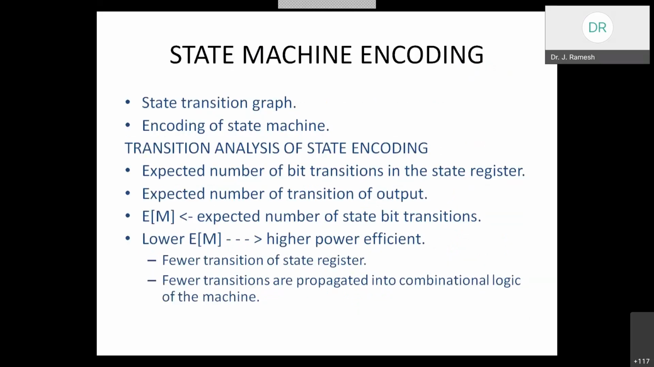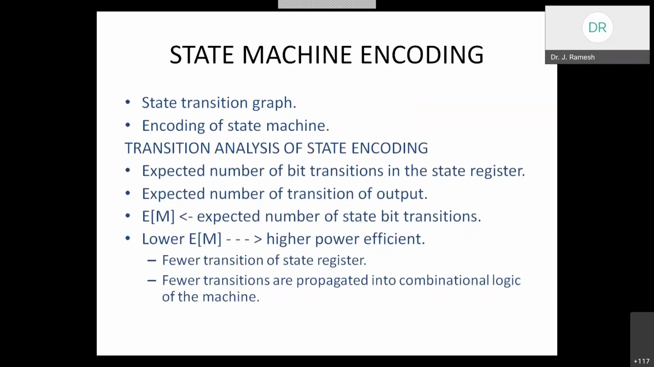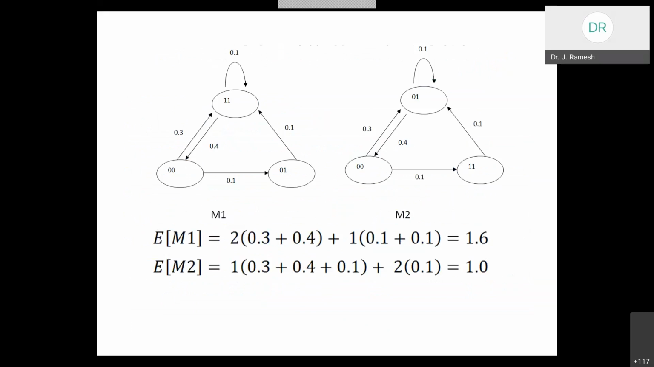So next we have the state machine encoding. Whenever we do the state machine design, every time we try to have the state assignment. In the first case here, 2 state assignments are given.